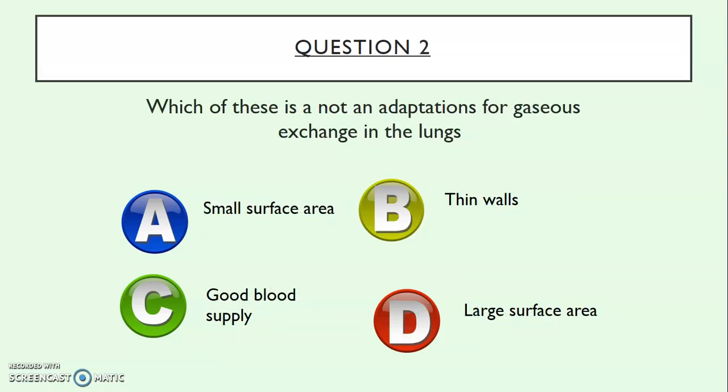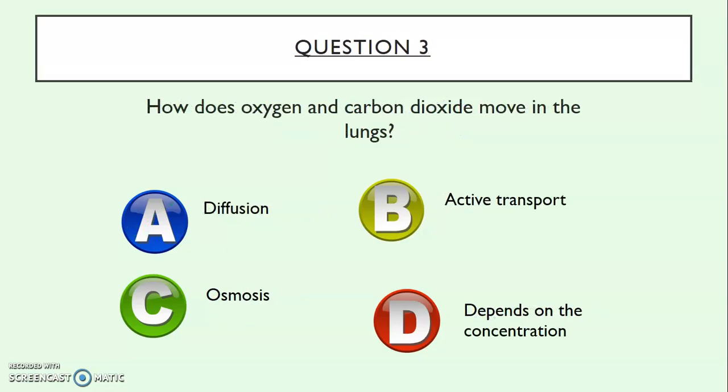Question 2, which of these is not an adaptation for gaseous exchange in the lungs? A, small surface area. B, thin walls. C, good blood supply. D, large surface area. So it's which isn't. So the correct answer is A, small surface area. Question 3, how does oxygen and carbon dioxide move in the lungs? By what process? A is diffusion. B, active transport. C, osmosis. D, depends on the concentration. So the way that oxygen and carbon dioxide move is A, diffusion.